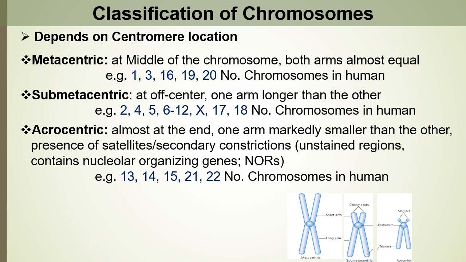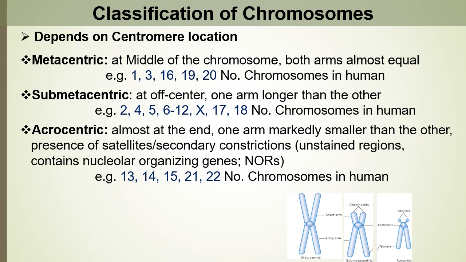When the centromere is almost at the end of the chromosome with one arm markedly smaller than the other, the chromosome is called acrocentric. Chromosome number 13, 14, 15, 21 and 22 are acrocentric and are distinguished by presence of satellites or secondary constrictions.